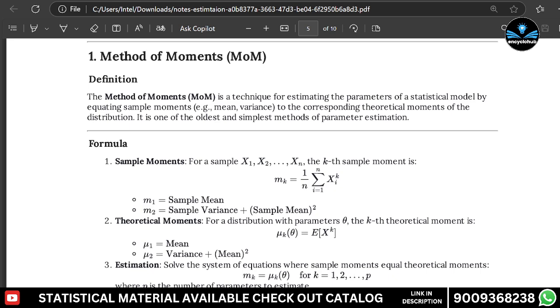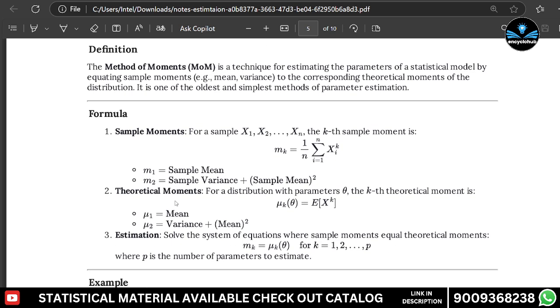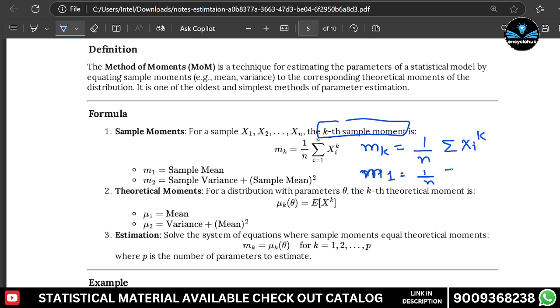Now, first, what are the sample moments? The kth sample moment looks like this: 1 by n summation of xi to the power k. Suppose that I want to find m1. M1 means the first moment. So for this, 1 by n summation of xi will be x bar. It means the mean.